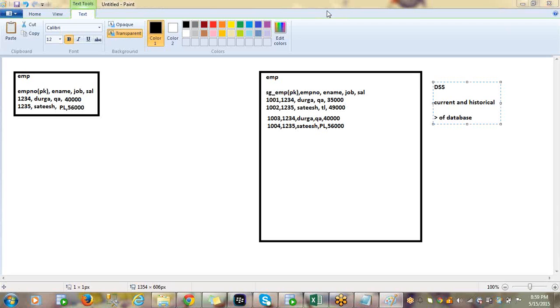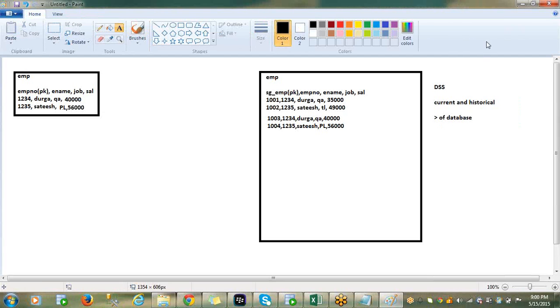Is that okay, Mali? Clear? My core idea is to improve my business. So definitely I'd be going with more space. Okay, so this is how your data warehouse is going to be implemented.